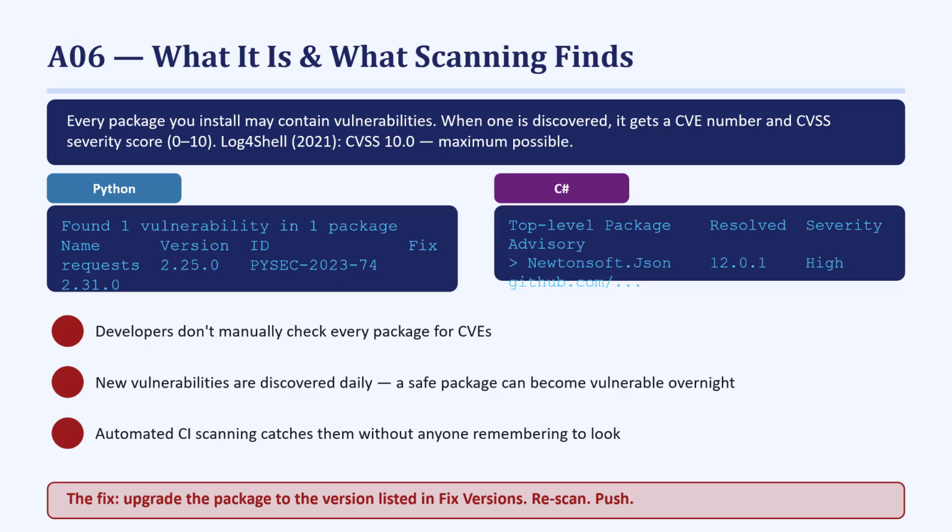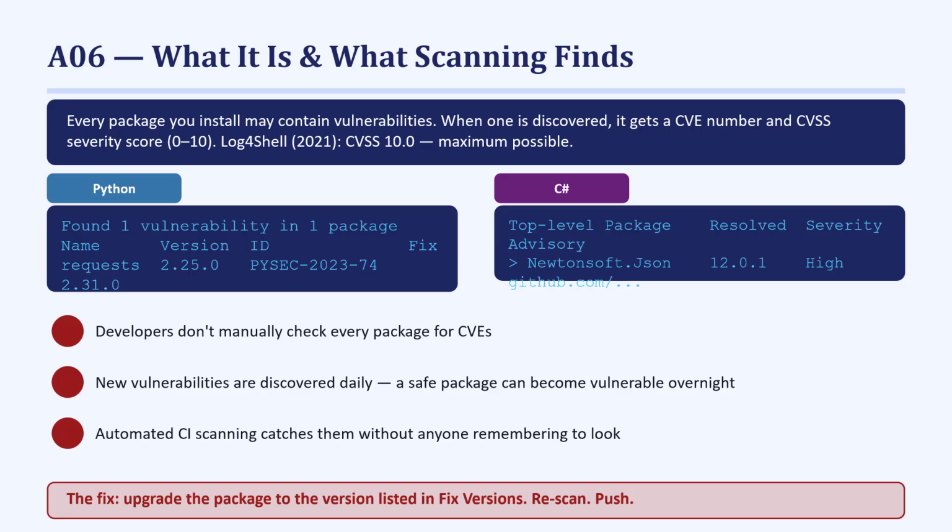And so really, what can you do to protect yourself? Well, we want to keep dependencies updated and scan regularly, using something like pip audit or dotnet list package with the vulnerable flag. That's going to tell us if there are issues: the package version, the CVE identifier, and what version fixes it. There's a clear action, and that's the upgrade.